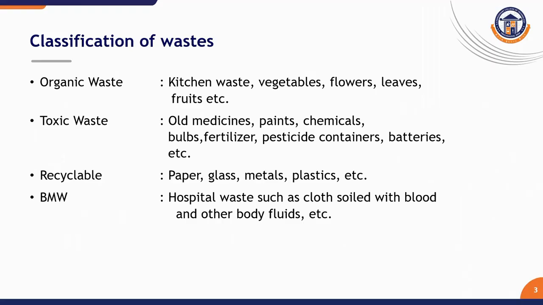Recyclable waste, these materials can be processed and reused to make new products. It helps in conserving natural resources and reducing energy use. Examples for recyclable waste are paper, glass, plastic, etc. Biomedical waste, BMW, is hospital waste such as cloth soiled with blood and other body fluids. It is generated from hospitals, clinics and diagnostic centers. It includes infected materials, syringes, hangers and contaminated items.